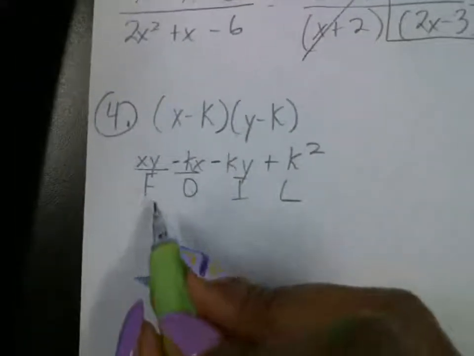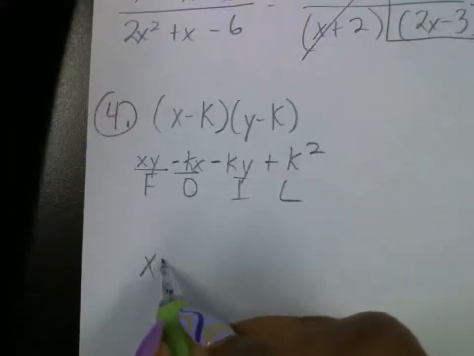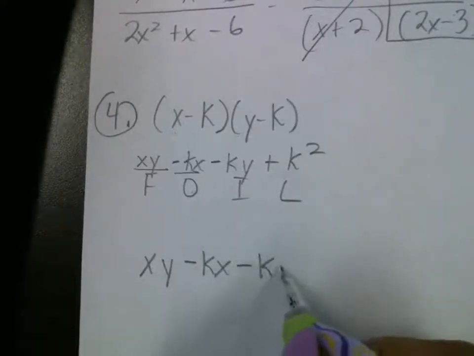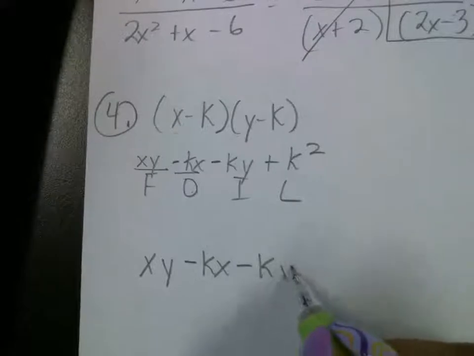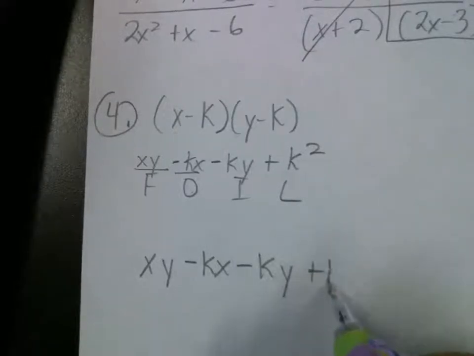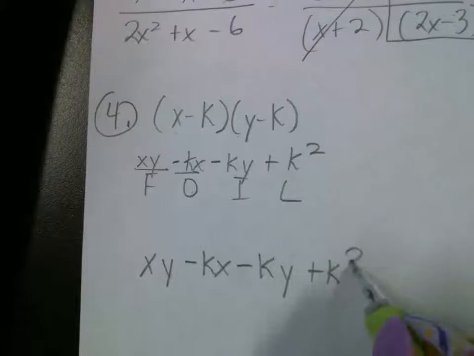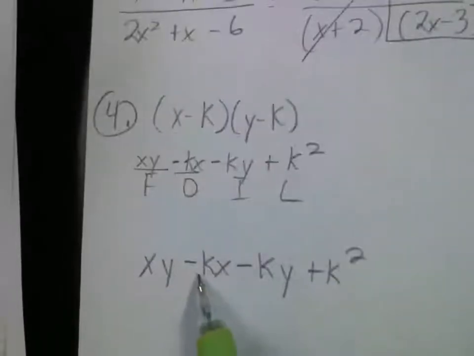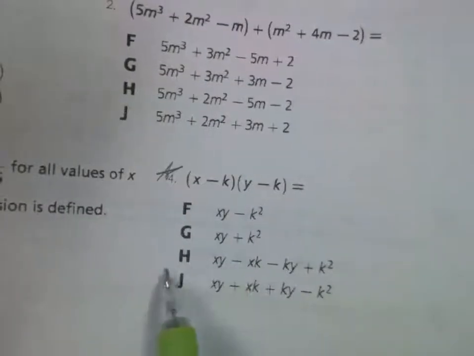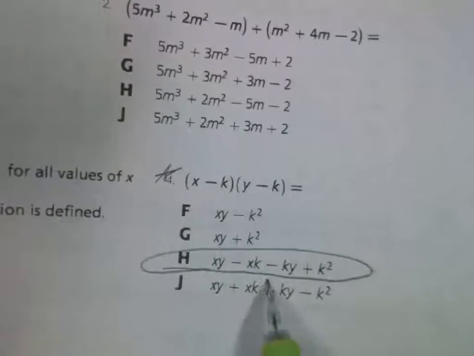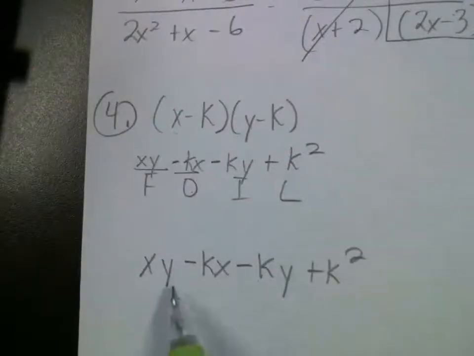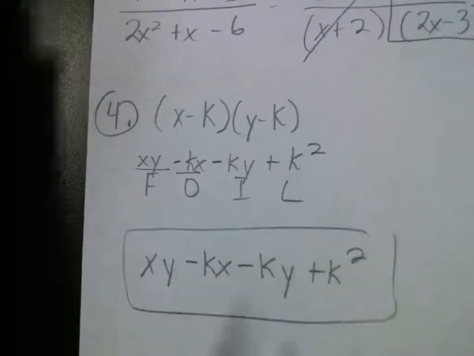So here I get xy minus kx minus ky plus k to the second. So for my answer choice, when I look at this, I can't combine any of the terms. That's this one right here, H again, okay? So this is my answer. None of these are alike, so this is my answer for number 4.